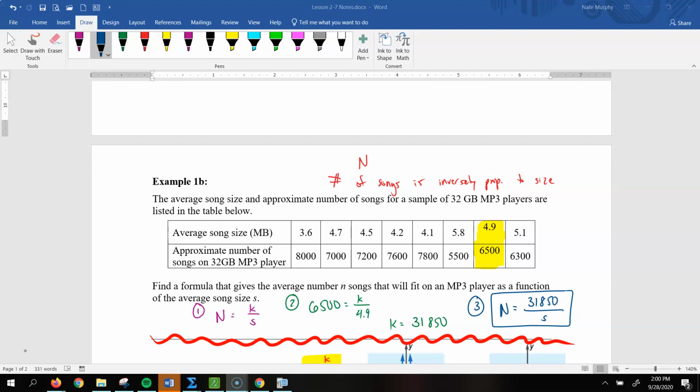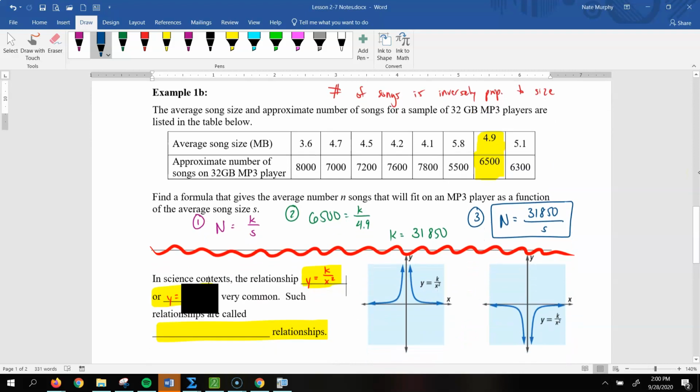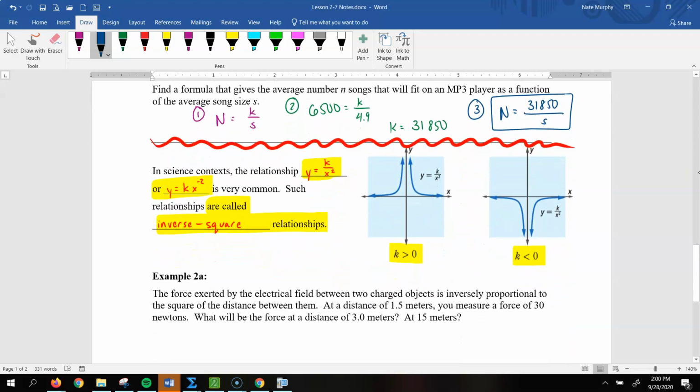All right, so that ends the first part of the lesson. Now let's look at the second part. The second part is going to deal with what we call inverse square relationships. These are in the form y equals k over x squared. Or if you wrote it without a fraction, it would be k times x to the negative second power. But 98% of the time it's going to be k over x squared. Now the graph of this one is going to be different from the previous version. K over x had what we call two branches, where a branch was in the first quadrant and the third quadrant. With k divided by x squared, it's going to be in quadrants 1 and 2.